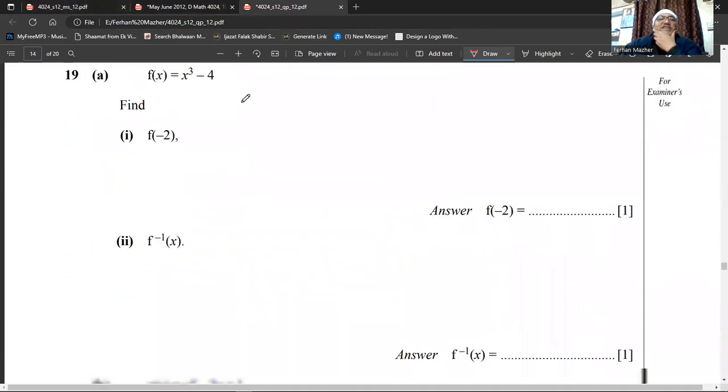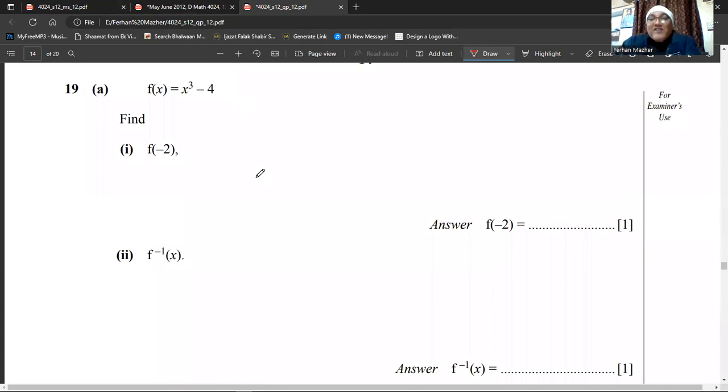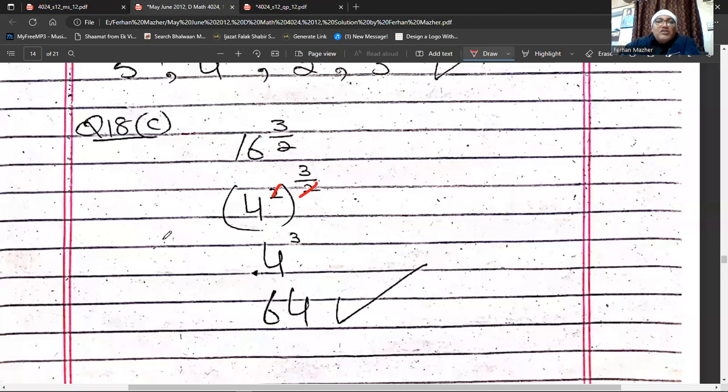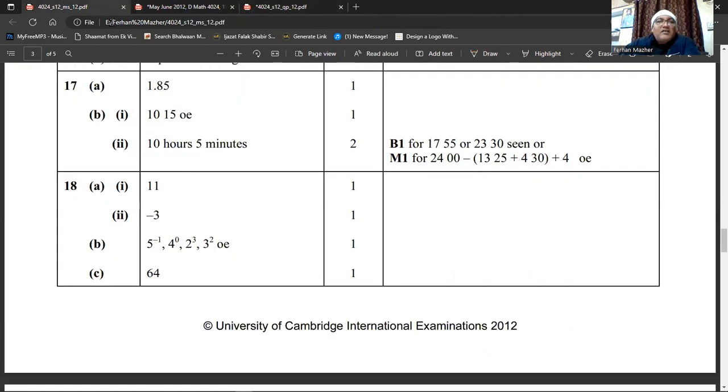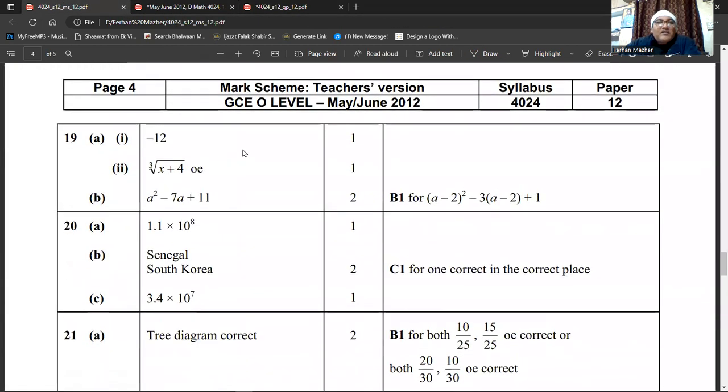Okay, so we are going to the next question. Question number 19 here. A function is given. f of x is equal to x cubed minus 4. Question number 19, A part is the first portion. They want me to find f of minus 2. So in this formula of the function, wherever you have x, simply substitute it with minus 2. So f of minus 2 will be minus 2 whole cube minus 4. Minus 2 whole cube is minus 8, minus 4, minus 12. My answer is minus 12. Minus 12 is the right answer, sir.